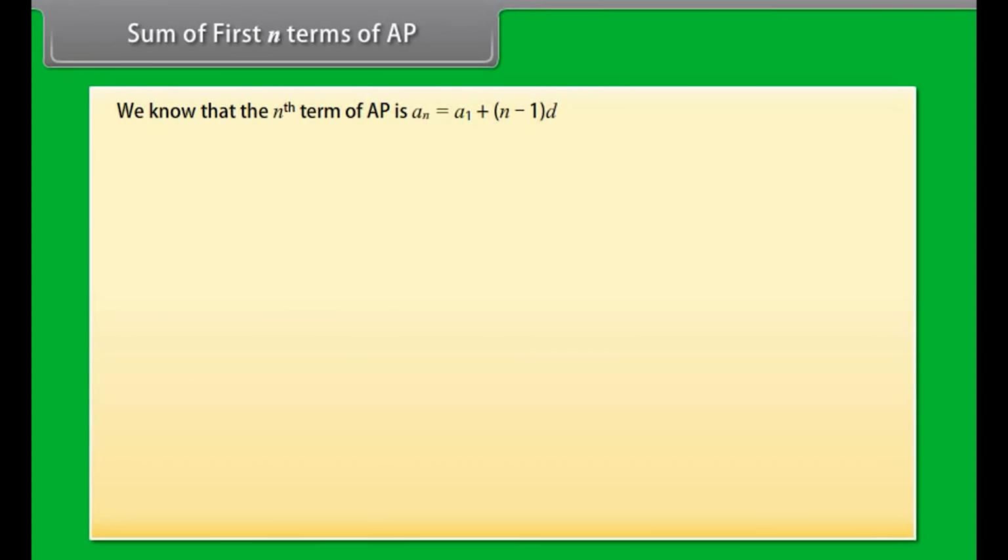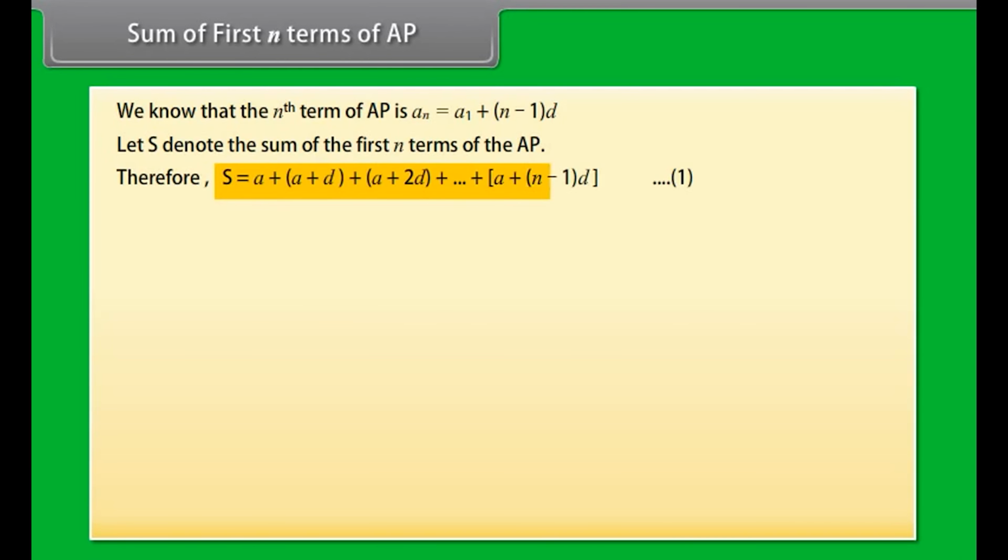Sum of first n terms of AP. We know that the nth term of AP is An is equal to A1 plus n minus 1 D. Let S denote the sum of the first n terms of the AP. Therefore, we have S is equal to A plus D plus A plus 2D plus and so on plus A plus n minus 1 D. Mark it as equation 1.